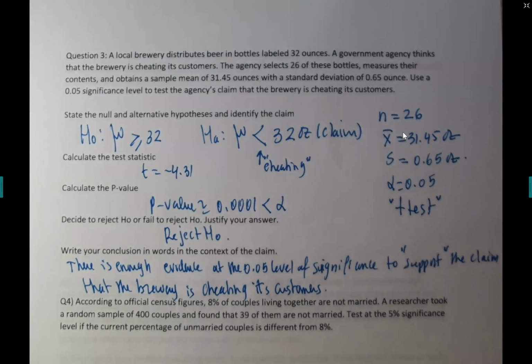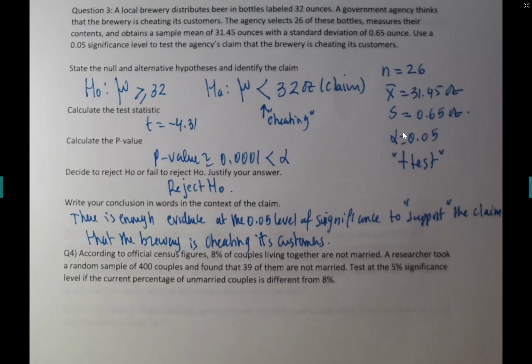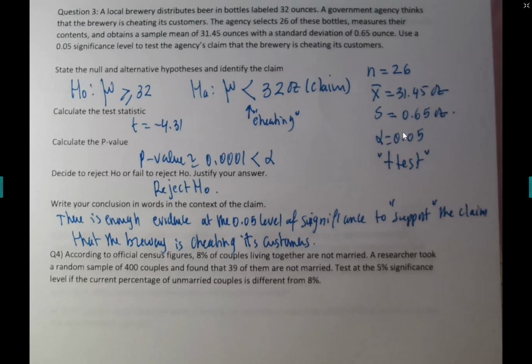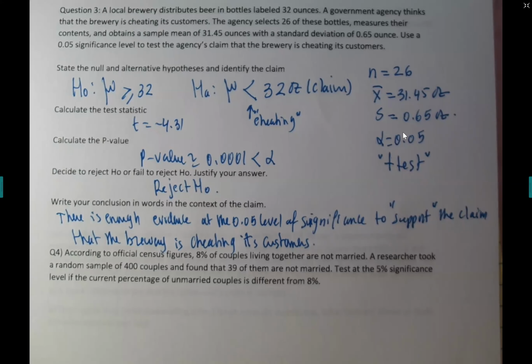So I think the brewery will be legally in trouble now, guys, because you were able to support the claim that they are cheating. This is how they do business, guys. This is how the FDA checks claims as well. So that's one approach. They probably select more than 26 bottles of beer, but we're doing 26 in this example.